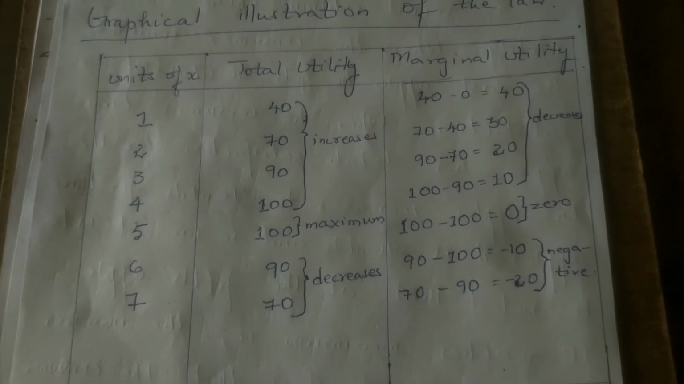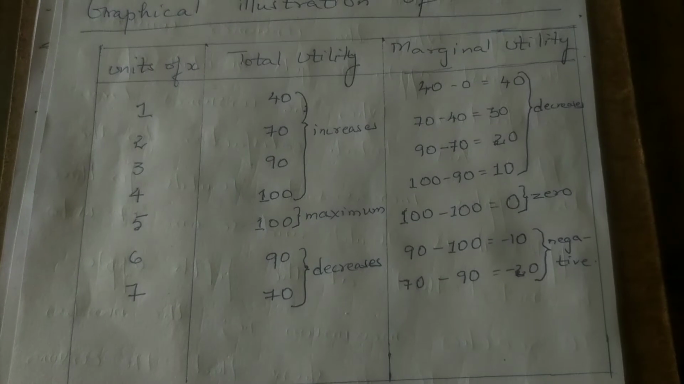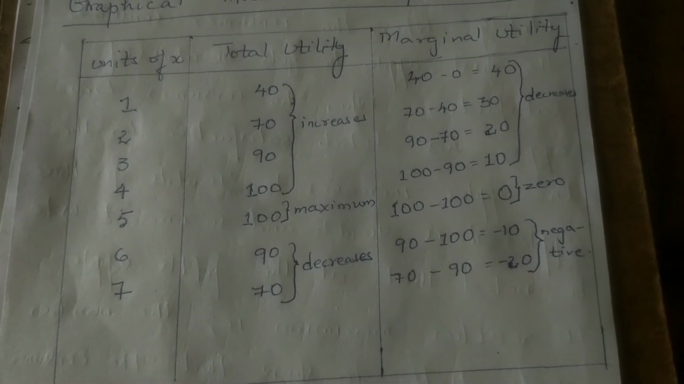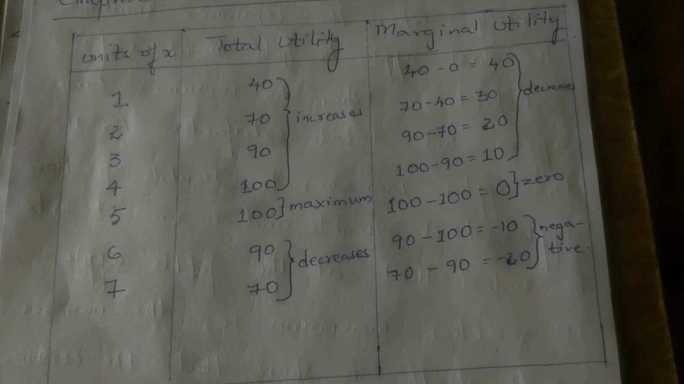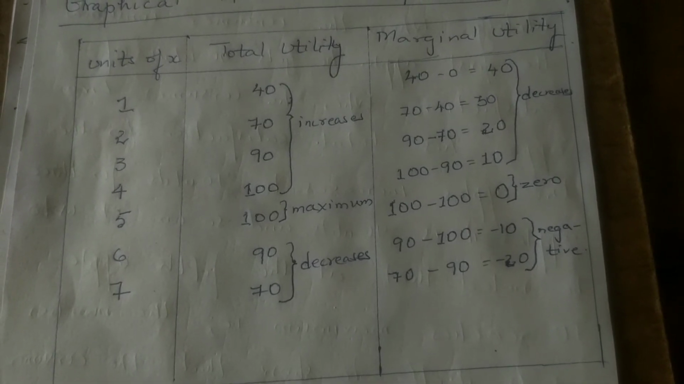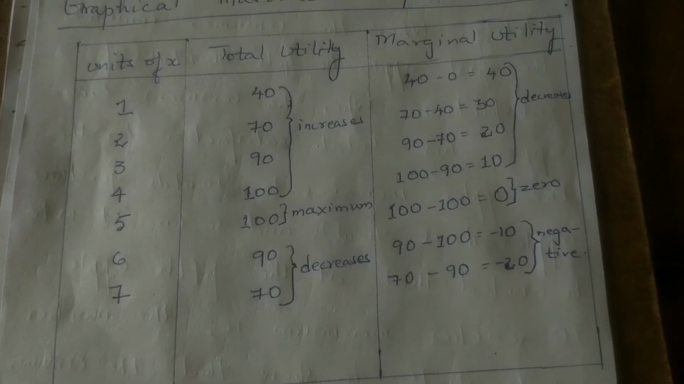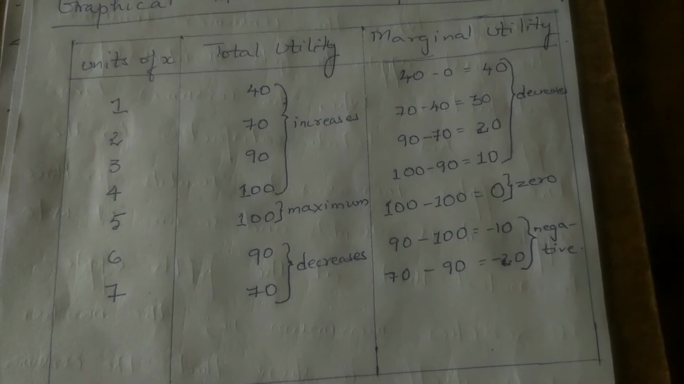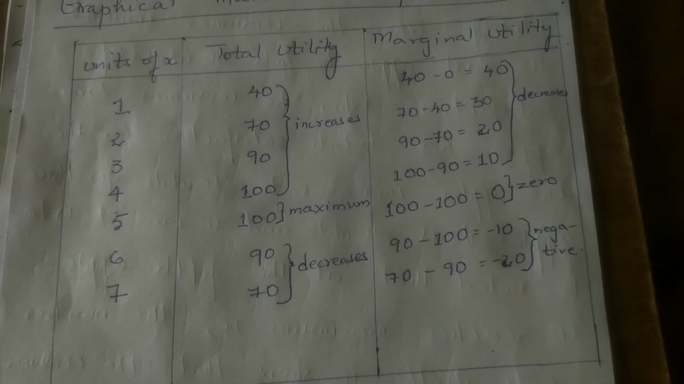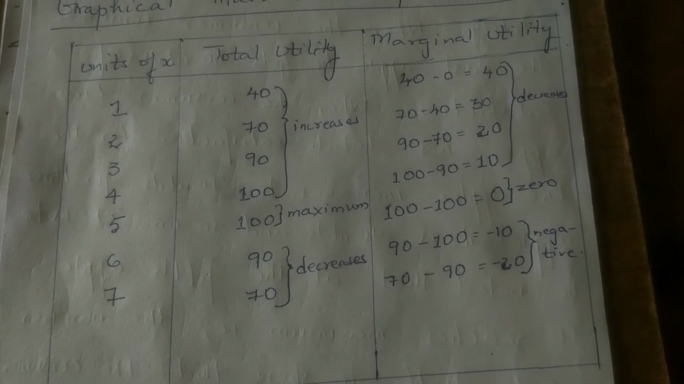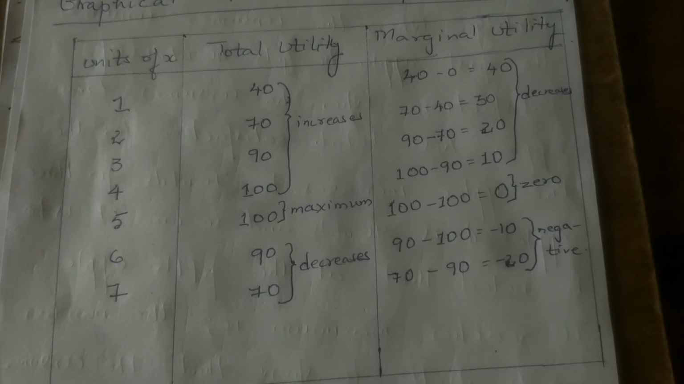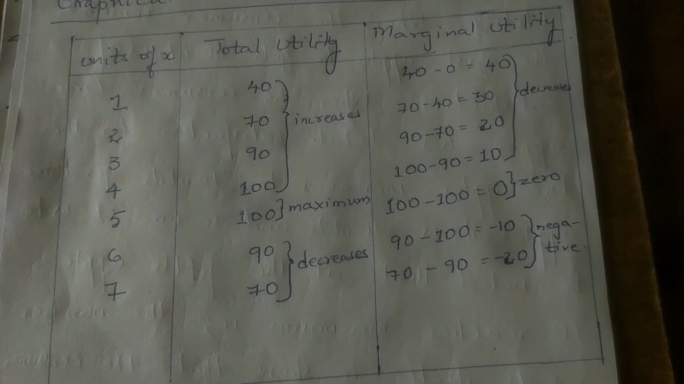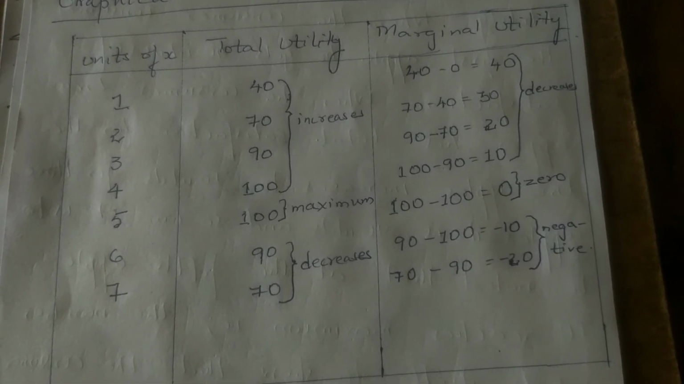This is an imaginary table. The table consists of 3 columns. The first column shows units of the commodity X. X here, just imagine it is apples. Second column is total utility and the third one is marginal utility. The stock consists of 7 apples. So as we are consuming the number of apples one after the other, we see the change in TU and MU. Total utility increases till the 4th apple. It reaches maximum at the 5th apple and then decreases for the 6th and 7th apple.